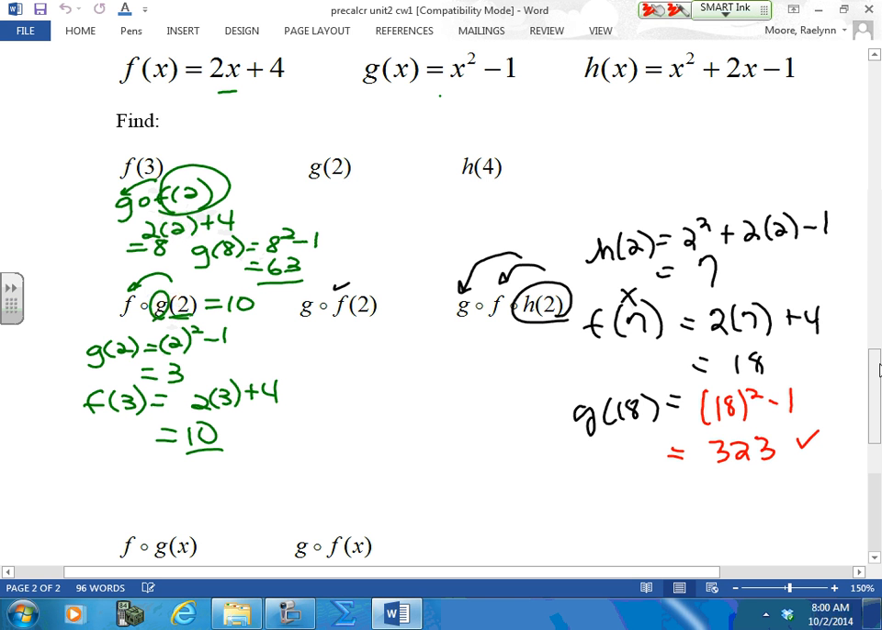Now, these work great when you have numbers in them. When you have a letter in them, such as this guy, or sometimes they write it just like this, F of G, and nothing's there. That's the same as putting the X here. They want you to create the equation for this composition. They want you to take this equation, same routine, and put it into the left.